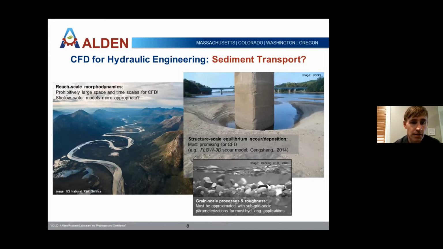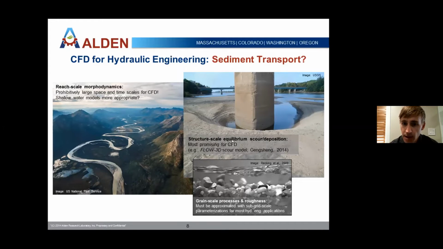You could think of it on the order of landscape evolution or meander bend evolution, the formation of point bars, obviously prohibitively large space and time scales for CFD. Now, there are some morphodynamic shallow water models that will allow you to approximate how things change on, say, weekly type scales. Again, a lot of approximation there.